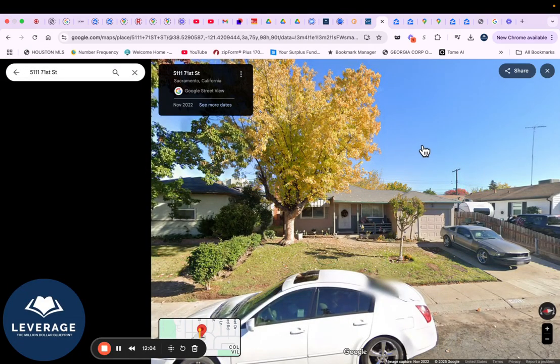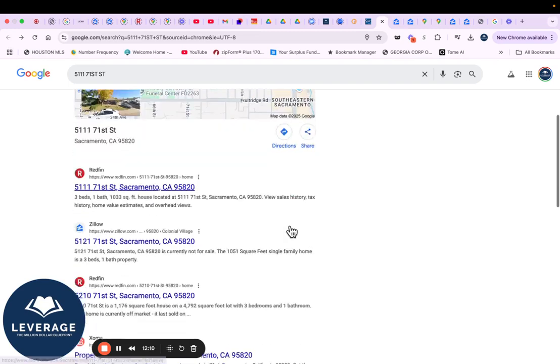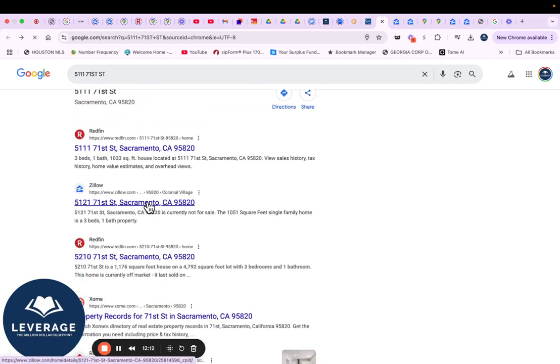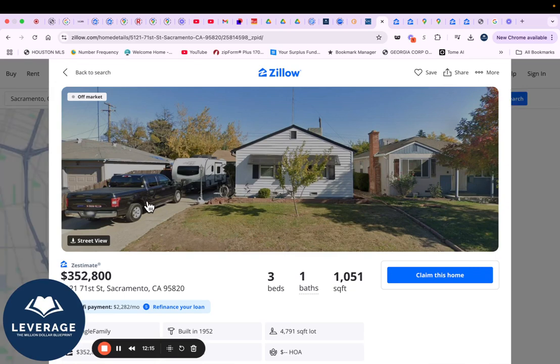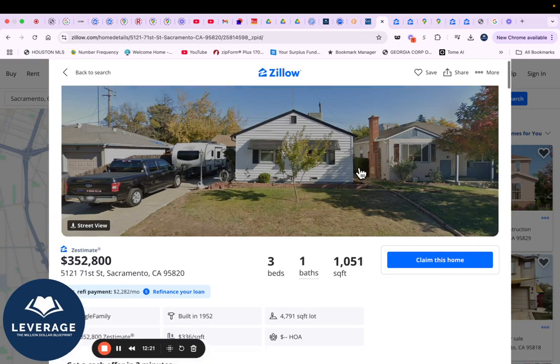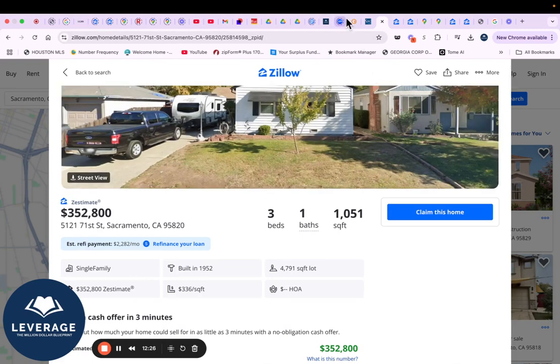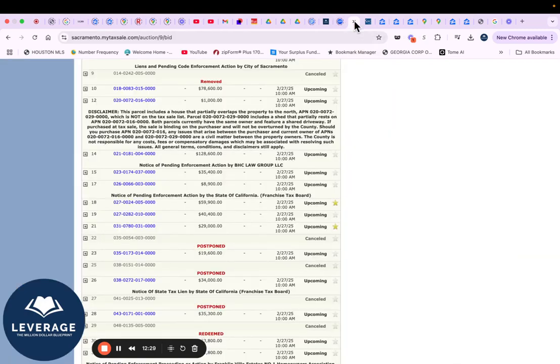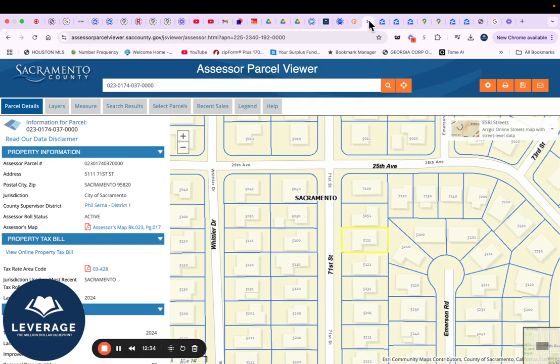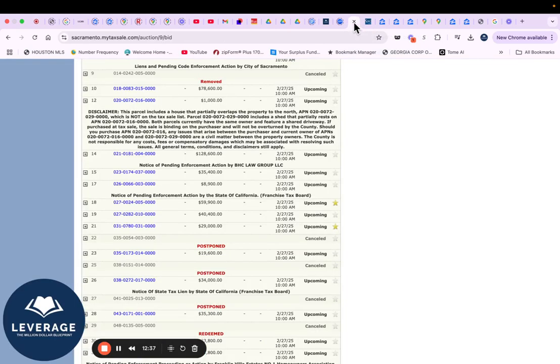So let's look at this one. This one's on 51st. One car garage. And look at this one. This one's 352,000. This one looked like they redid this. It's 31,000 square feet. And what's the opening bid? 023. Opening bid is 35,000.